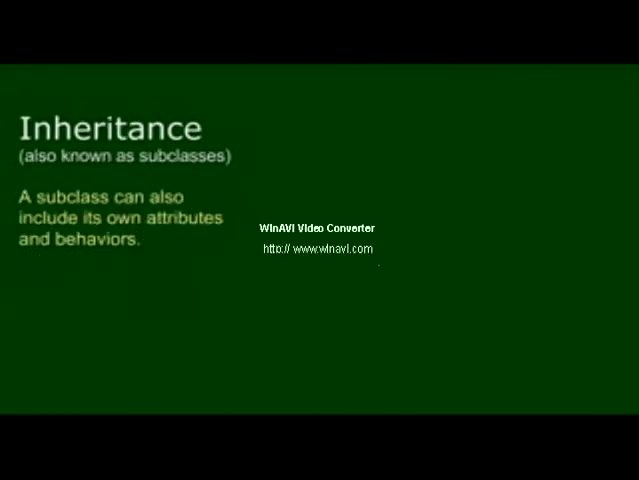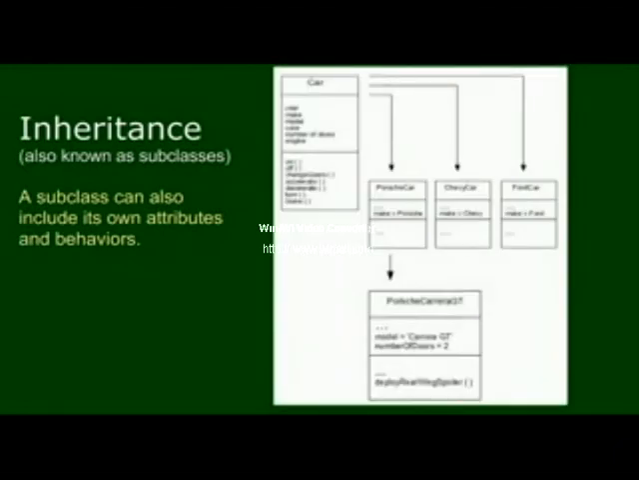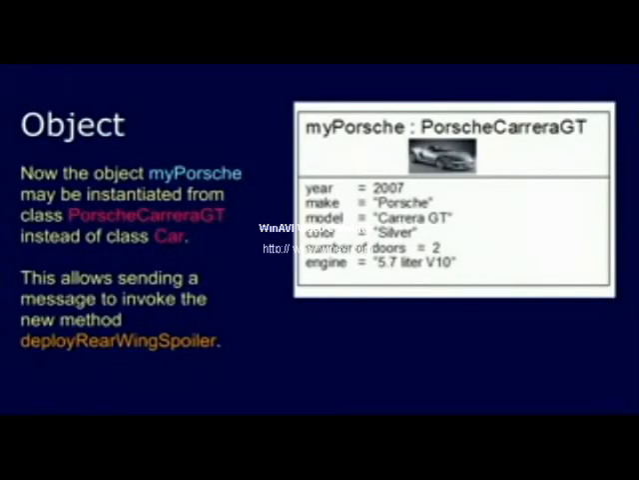A subclass can also include its own attributes and behaviors. We could also create a subclass of Porsche car called Porsche Carrera GT. The Porsche Carrera GT class would further specify a default model as Carrera GT, number of doors as 2, and could introduce a new method called deploy rear wing spoiler. Now, the object of My Porsche may be instantiated from the class Porsche Carrera GT instead of the class car.